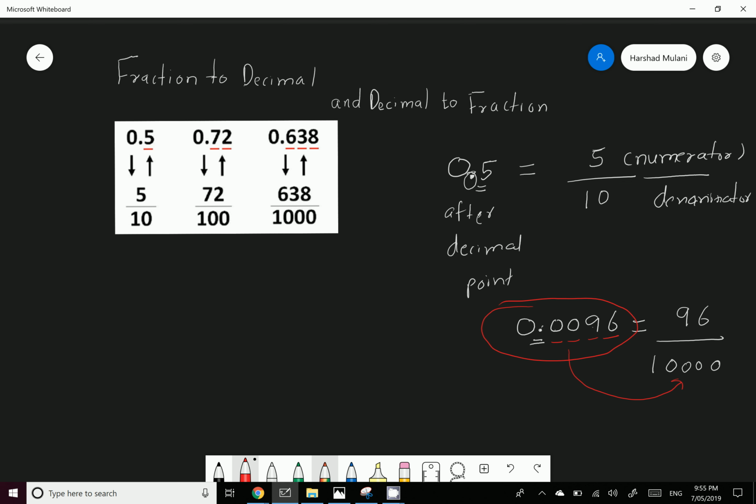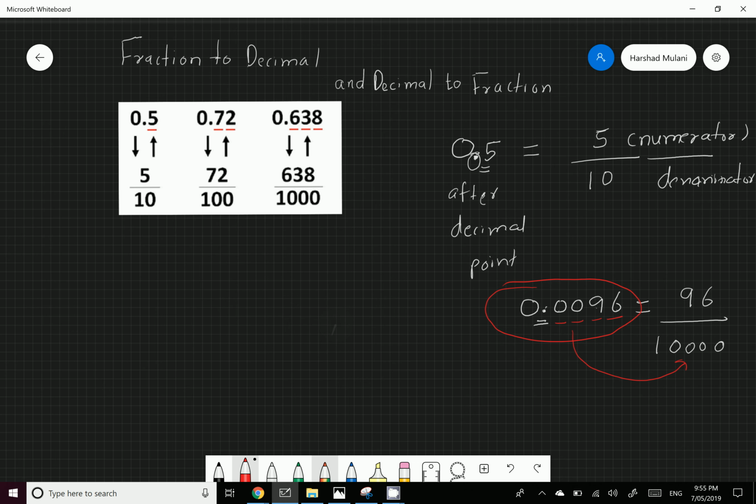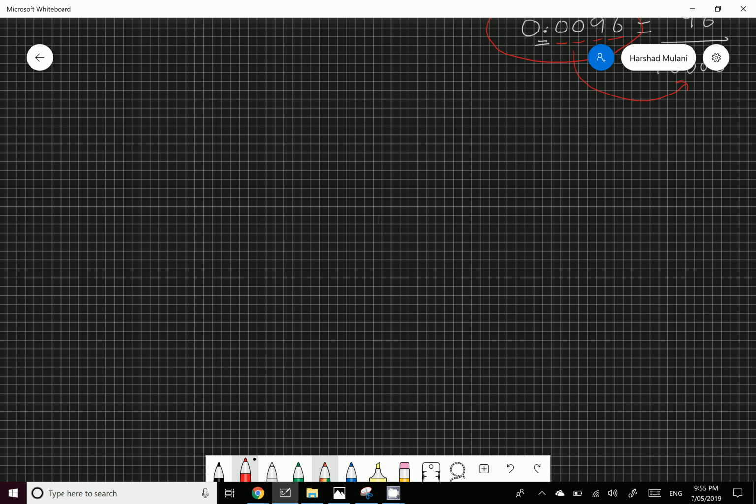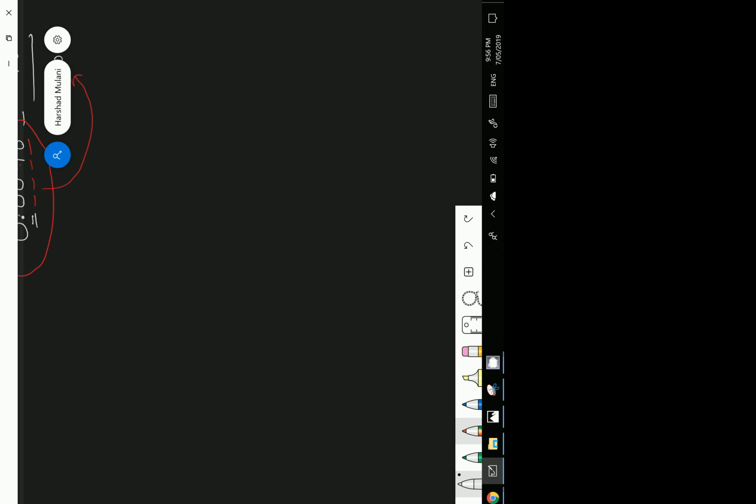Now let's take an example where we have a fraction and we will convert that to decimal. And here the main example that I'm going to take is the example where you have zeros in the denominator. So again, what is a fraction? A fraction is where you have a numerator and denominator. So let's take an example here of a fraction.